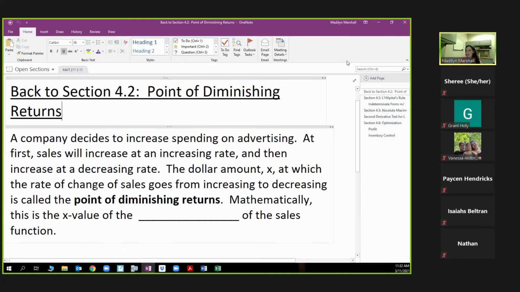Read through this definition of what point of diminishing returns is. And then I'm going to put up a poll of the word that we have learned in this chapter that would fill in this space. So I'll give you a few minutes to go through that, and then we'll talk about it together.